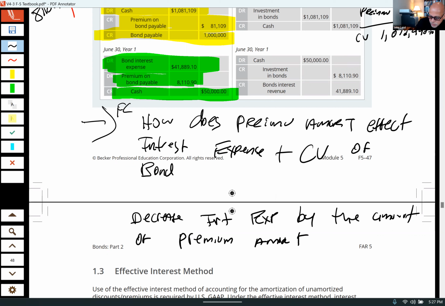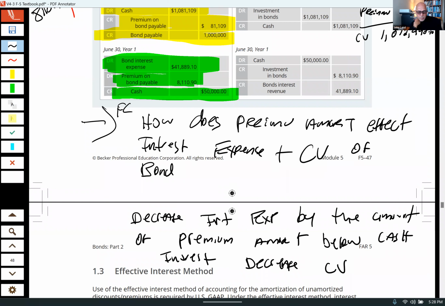I don't need to say that by the amount of premium amortization because that's what the question said, but it decreases the interest expense by the amount of premium amortization below the cash interest. And it does what? Decreases carrying value. So it decreases them both, right? And that makes sense. And that what? Eventually we only have to pay $1 million on that bond.